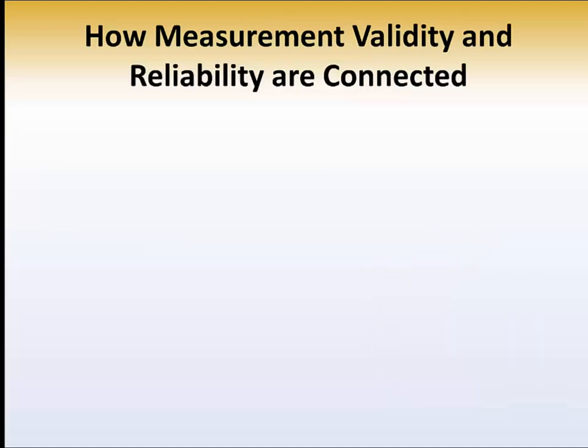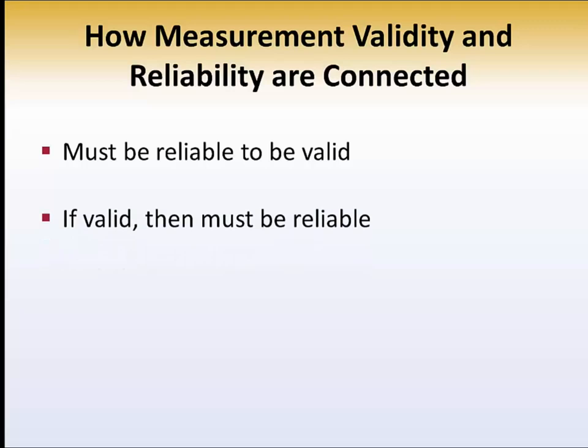What's the relationship between reliability and validity? Remember, reliability is consistency of measurement, validity is truthfulness of measurement. A measurement must be reliable before it can also be valid. So if it is valid, then it must be reliable. However, a measurement can be reliable but not valid. If a measurement is consistent but it isn't measuring the concept that you think it's measuring, we have the problem of reliability but not validity.